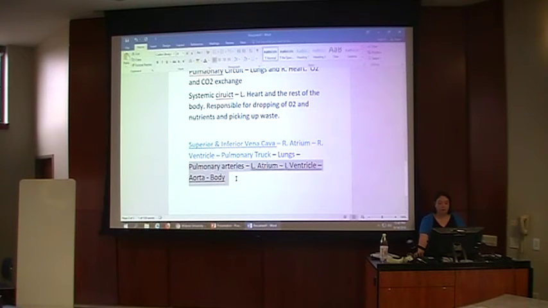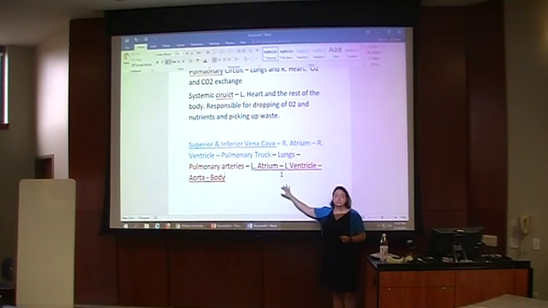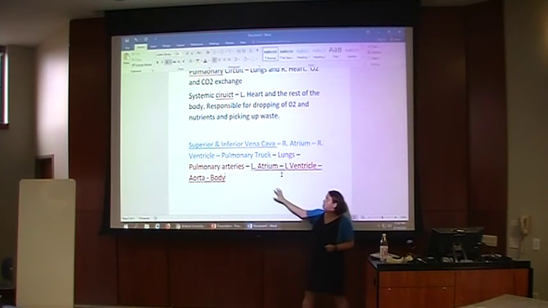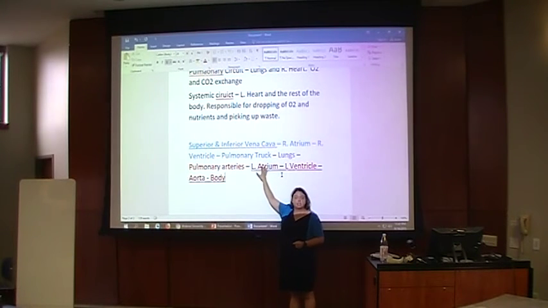And then I can say pulmonary arteries, left atrium, left ventricle, aorta, body. That's where I now have oxygenated blood. So I'm going to make that red. Make whatever type of color coding pictures works for you. But now you're putting in all of your details of what's the difference. Well, I know the difference between the pulmonary and the systemic circuit by drawing this out. I know what's involved in each of the pulmonary and systemic circuits.